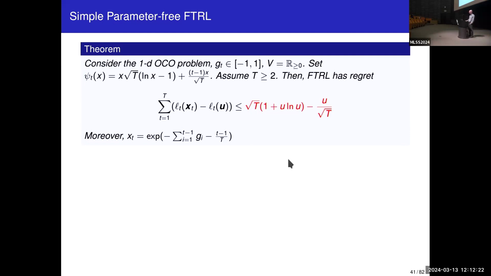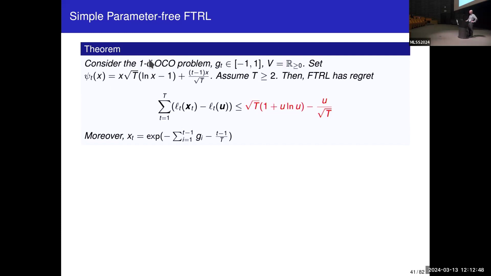So the setting is the following. You have a one-dimensional online convex optimization problem. You assume that all your subgradients are between -1 and 1. So this is Lipschitz 1. Now, this is the simplification. The feasible set is the non-negative numbers. Okay, so we are not on the entire real line, even if we're in 1D, it's just non-negative numbers. And this is the part that makes everything easy.